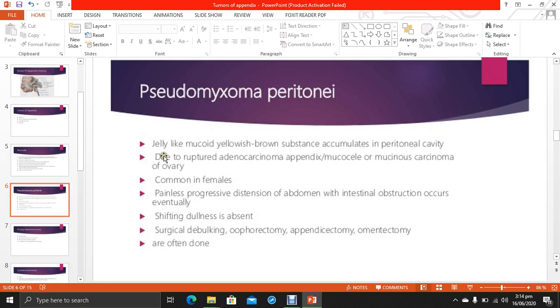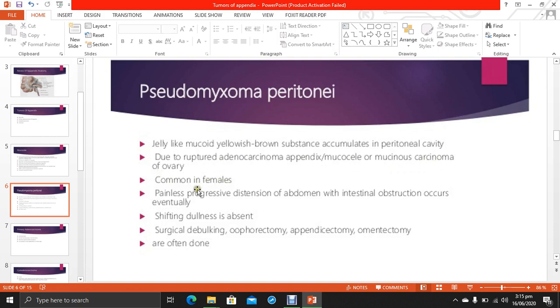Pseudomyxoma peritonei. It's a jelly-like mucoid, yellowish-brown substance that accumulates in the peritoneal cavity. It can be localized or generalized. Localized means in the right iliac fossa, while generalized involves the whole abdomen. It is due to rupture of an adenocarcinoma of the appendix, or a mucocele, or a mucinous carcinoma of the ovary.